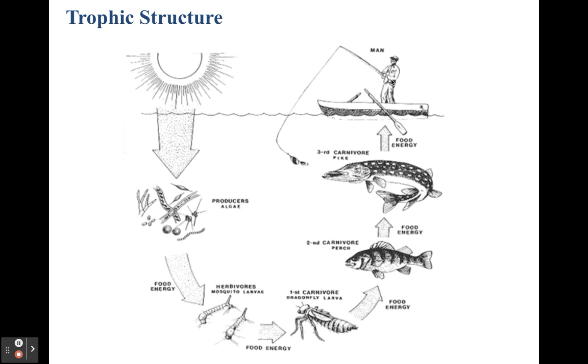What I want you to think about here is that the arrow is representing the total amount of energy available to that group. And what's happening is that the arrow gets smaller and smaller and smaller as you move through the food chain. Think about why that would be. What's the reason that we have less and less available energy as we move through the food chain?